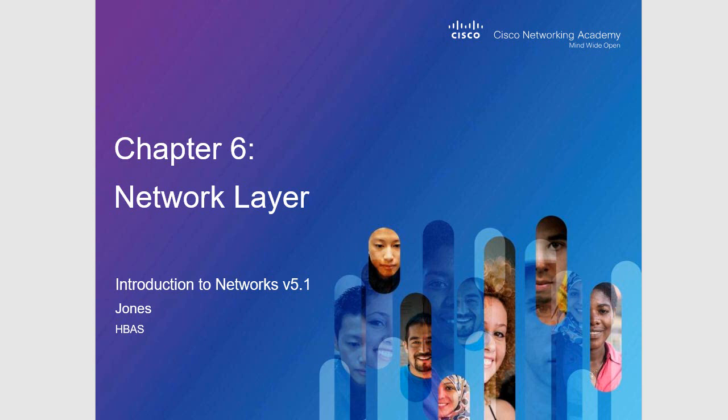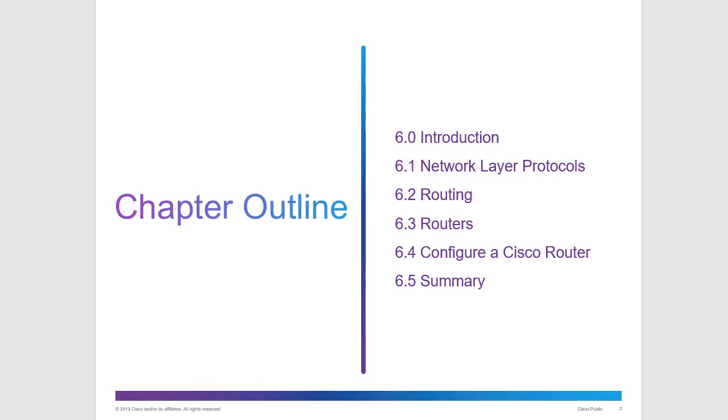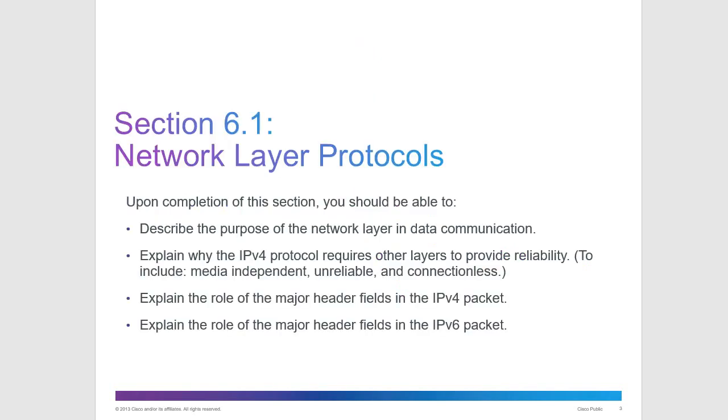This video is going to be on Chapter 6 of the CCNA 1 course, the network layer. We just finished up Chapter 5, which was the Ethernet layer. So we're working our way up the OSI model as we go along here. Chapter 6 is the network layer, and we're going to be going over the network layer protocols, routing, routers, configuring a Cisco router in this chapter.